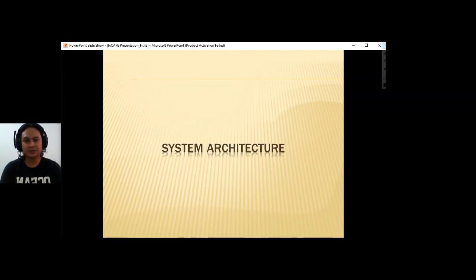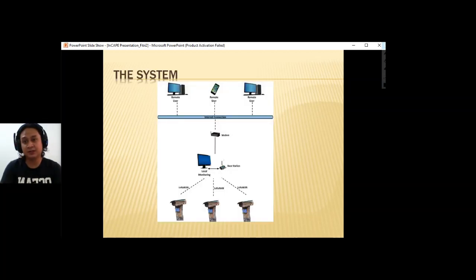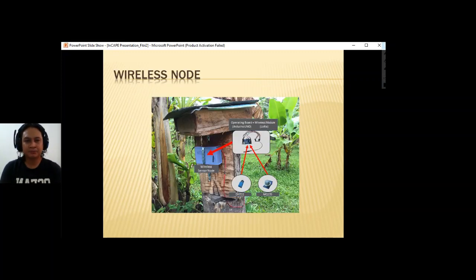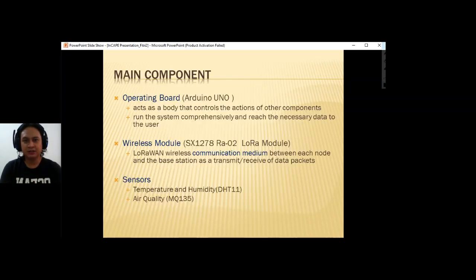Okay, let's check the system architecture. This is the system that we use, hardware and application. This is an example of our wireless node that is already attached to the stingless beehive. Okay, these are the main components. What is the main component there?